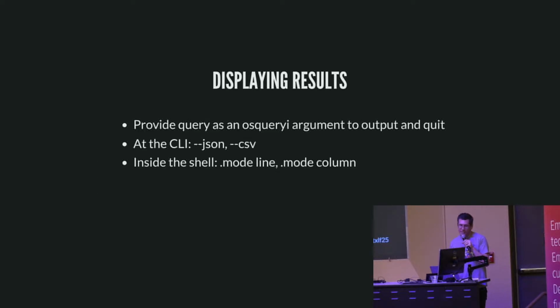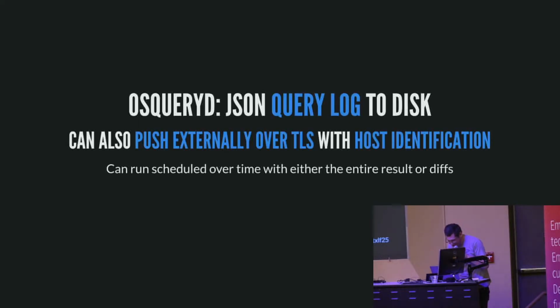There are a few ways to display results. OS query I, which is your kind of REPL for this. You can display things as table view, as line view, or you can spit it out as JSON and ingest it into another tool. And you can log these things out and push it to a centralized server if you are administering more than, say, one host.